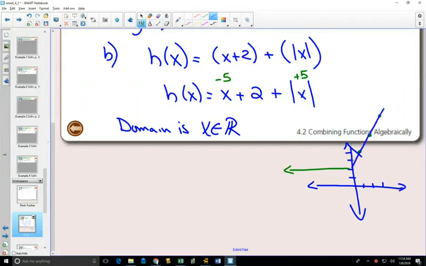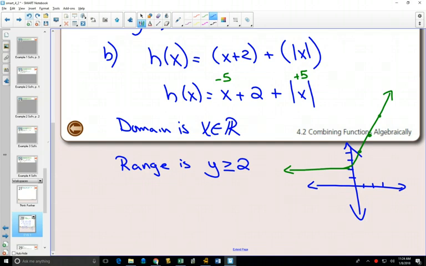So our graph looks like this in the end, and once we've graphed it, we can say our range is bigger than or equal to 2. Now, it would have been hard to just look at our equation and see that is true.